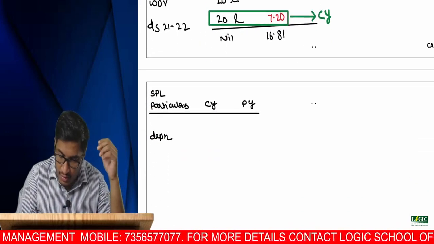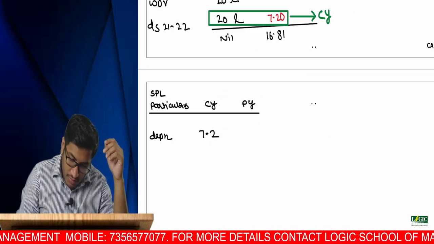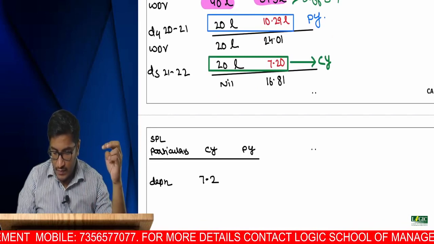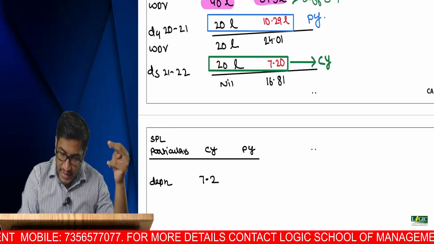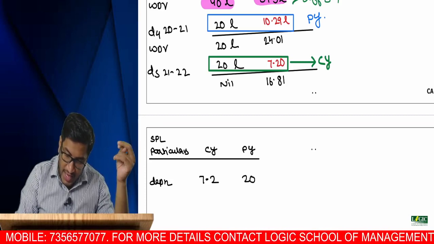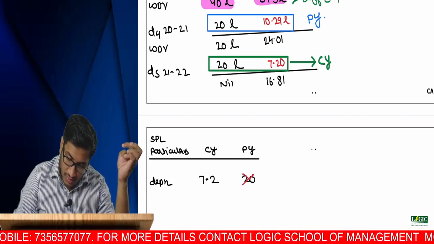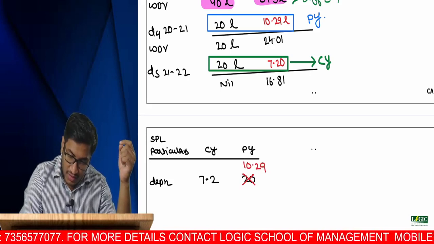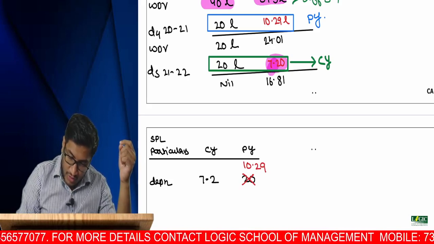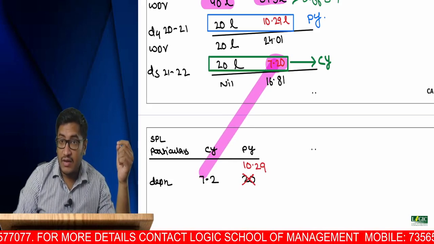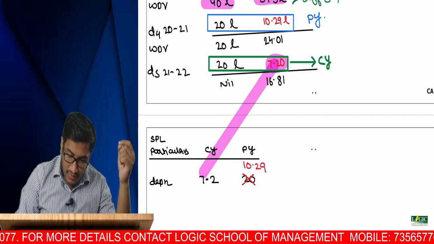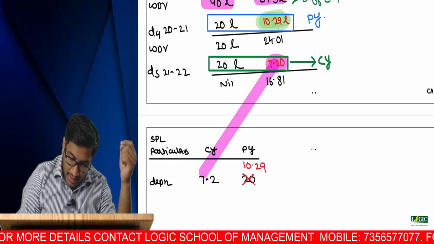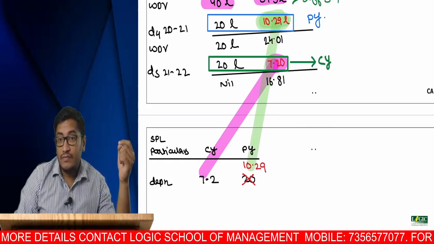Okay, 7 point. Previous year, how much am I going to show? I'm not going to show 20. The 20 was the old policy. Instead of 20, I'll be showing which figure? 10.29. Which all figures have I taken? Sir, this 7.20, I've written it here, isn't it? This 10.29, I've written it here. Okay.